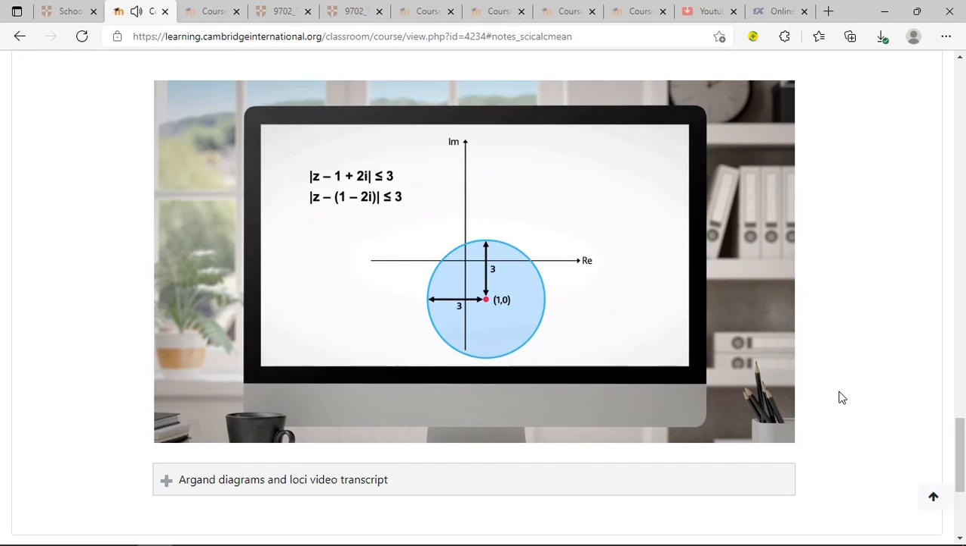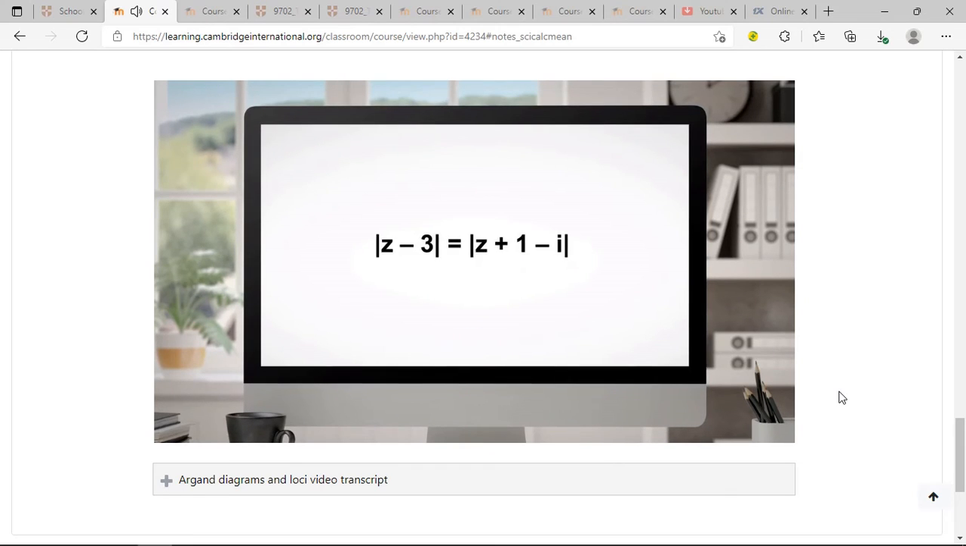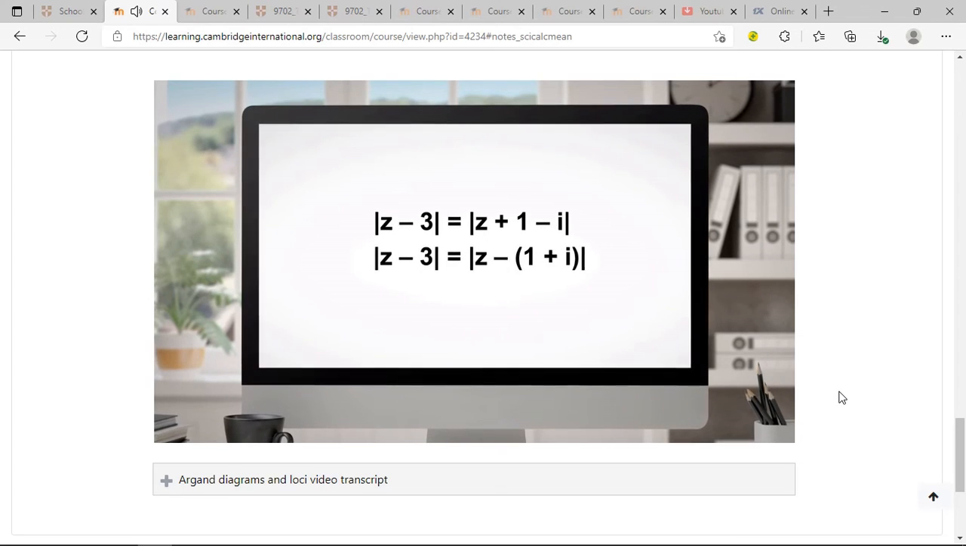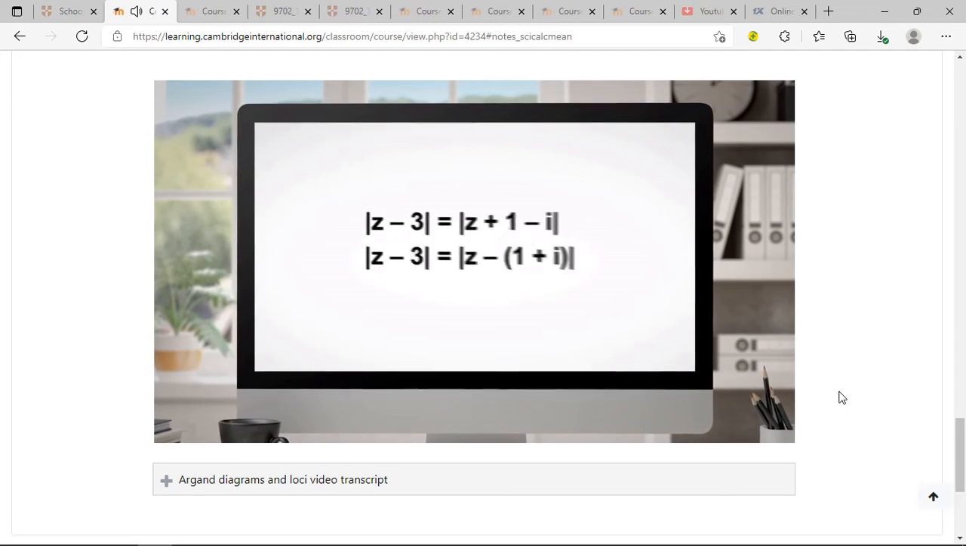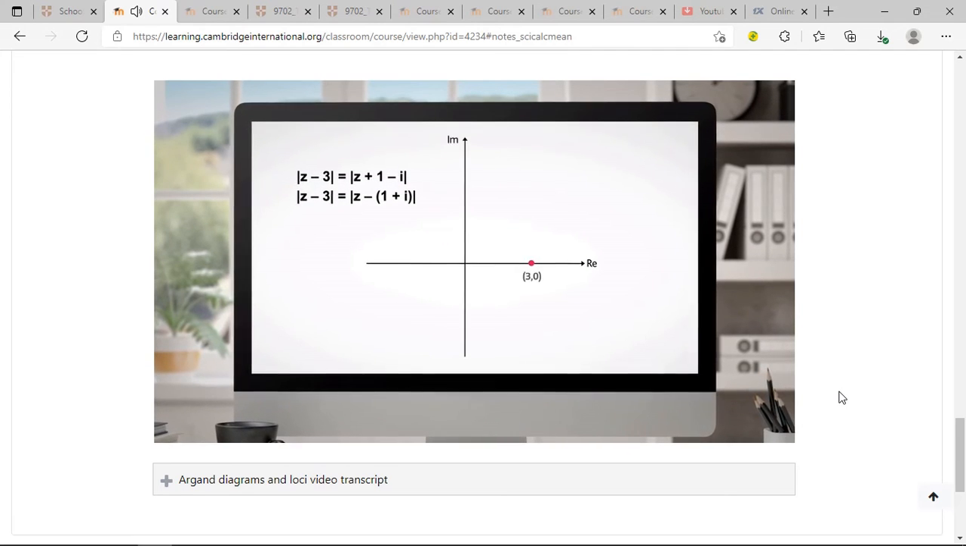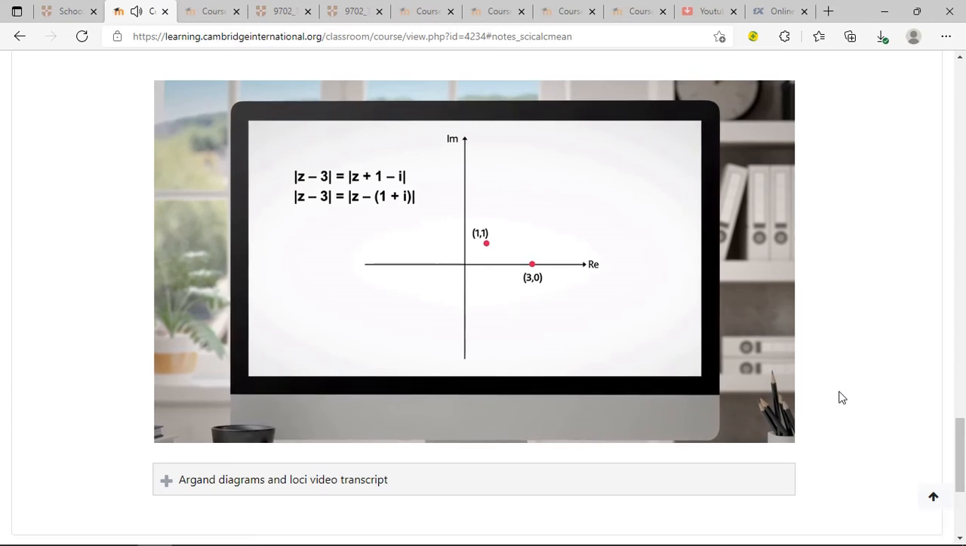What happens if there is a modulus statement on both sides of the equation? Is the locus still a circle? Let's start with this equation. As before, you can rewrite the statement to help work out what to plot on the Argand diagram, so you know that the 2 points you're interested in are (3, 0) and (1, 1).